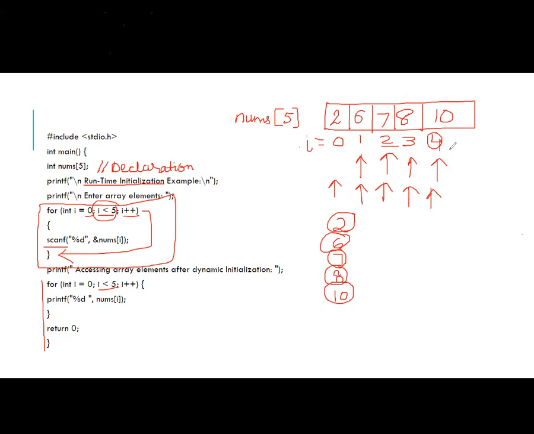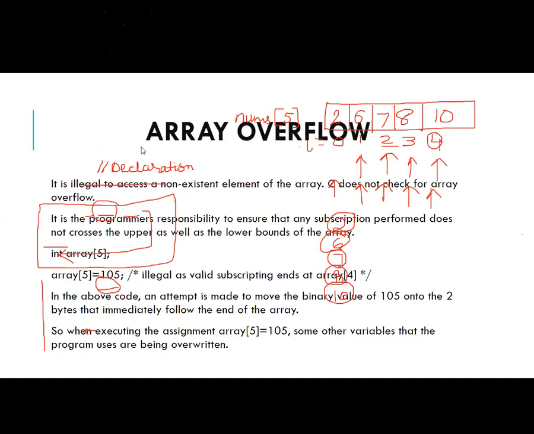Again increment. Now the value of I becomes 5, and array index 5 is not available. My for loop condition also becomes false, so it will come outside the for loop and go to the next statement. So this is how you can do the runtime initialization and access the array elements.